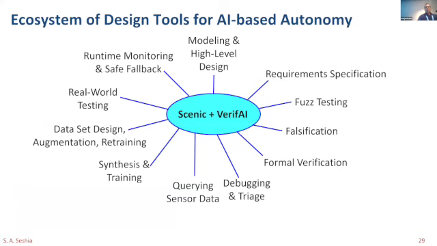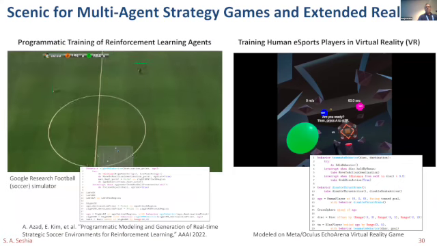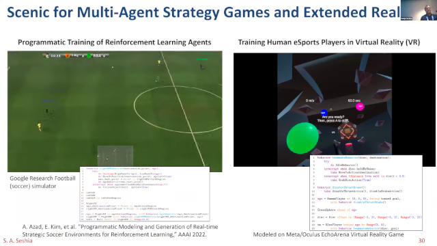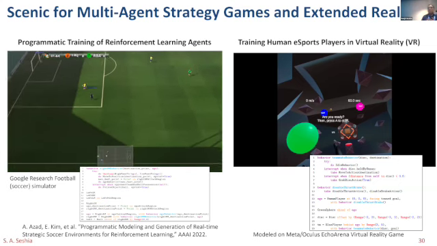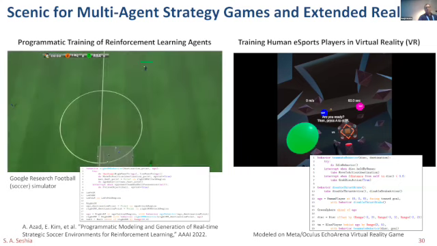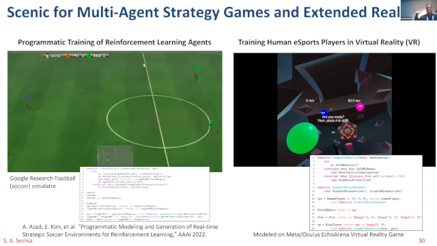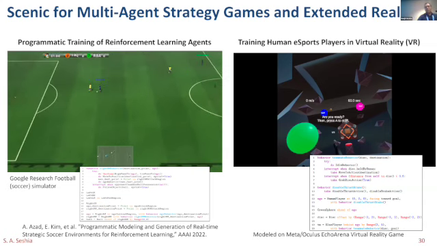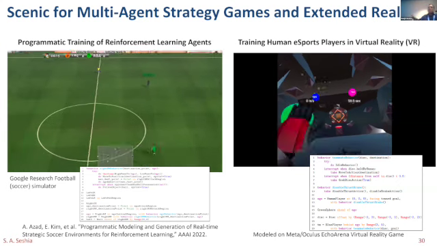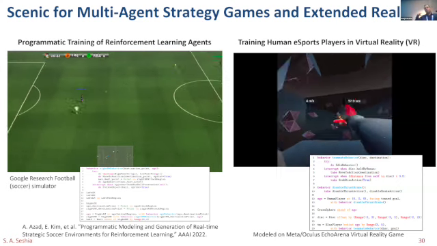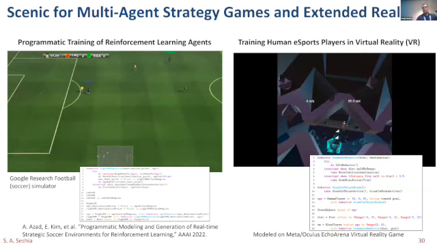I won't go through all of these details here. I'll mention two other applications that Edward Kim will talk about: the multi-agent games as exemplified by the soccer example. And we can model these sorts of different player strategies and scenarios also using Scenic. And then also model the world for virtual and augmented reality also using Scenic.